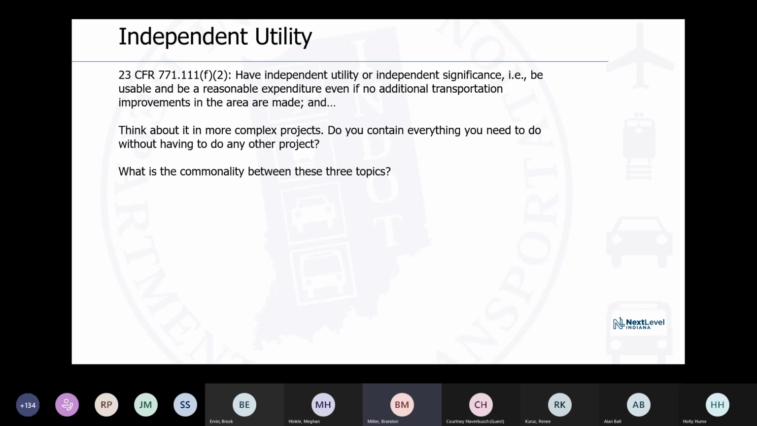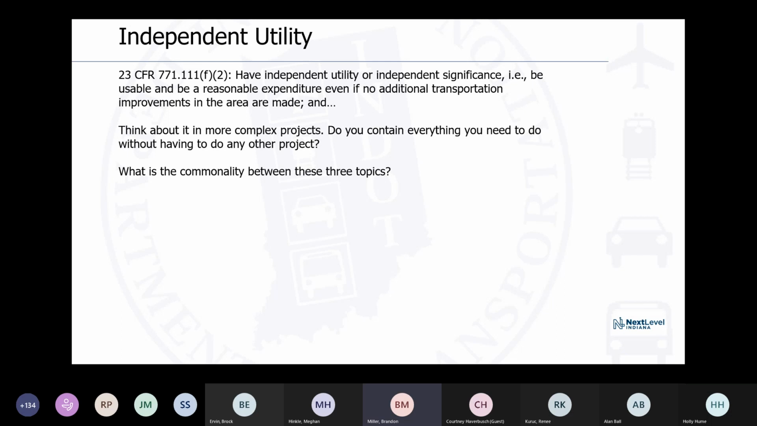So one thing I really want to point out, if anybody has noticed, is that I've talked completely in these three different things about 23 CFR 771.11 F. F1 was logical termini, F2 is independent utility shown here, F3 is reasonable range of alternatives, which is your purpose and need. Even in the Code of Federal Regulations, it's all tied together.